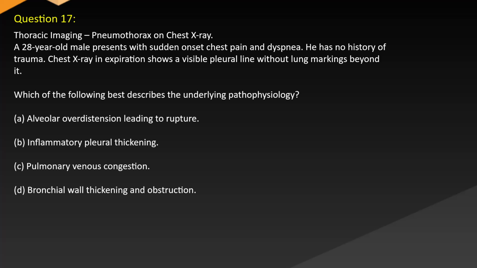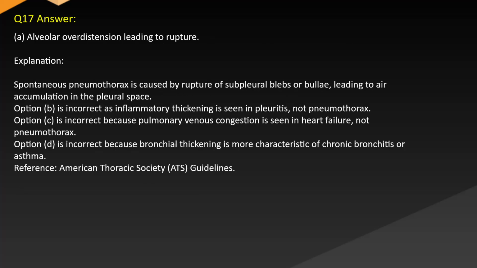A. Alveolar overdistension leading to rupture. B. Inflammatory pleural thickening. C. Pulmonary venous congestion. D. Bronchial wall thickening and obstruction. Answer A. Alveolar overdistension leading to rupture. Explanation: Spontaneous pneumothorax is caused by rupture of subpleural blebs or bullae, leading to air accumulation in the pleural space.